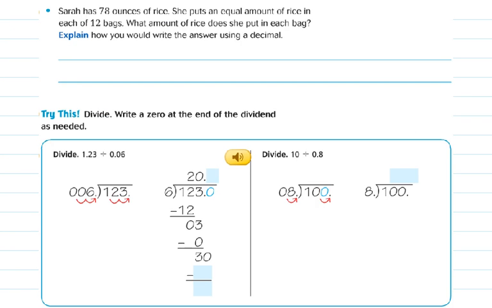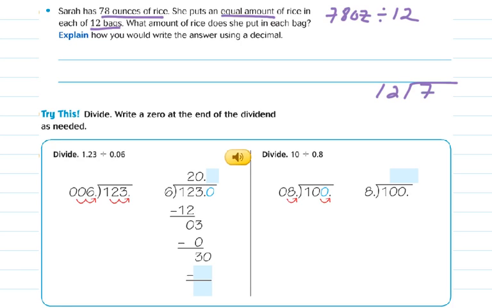Now we're going to go on to our next problem where it says Sarah has 78 ounces of rice. She puts an equal amount of rice in each of 12 bags. What amount of rice does she put in each bag? How would you explain and write your answer using a decimal? So what we would know, boys and girls, is that she has 78 ounces and she has 12 bags. So what we're going to have to do is solve this problem to help us with this.